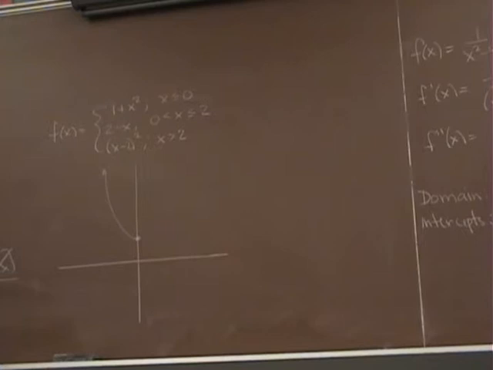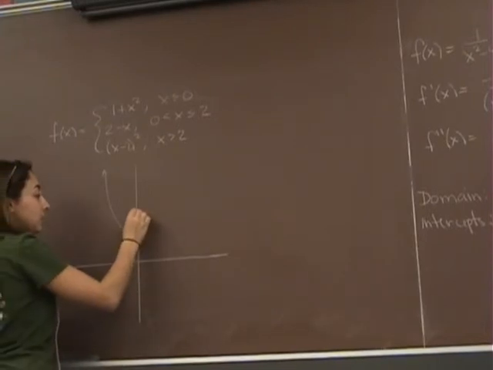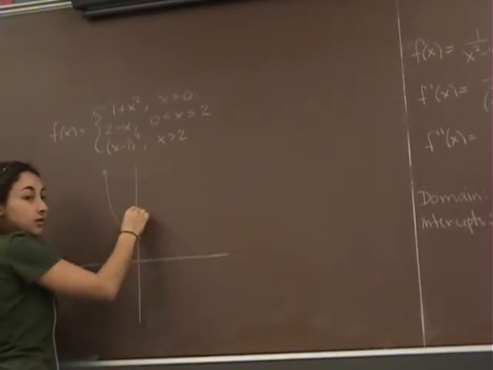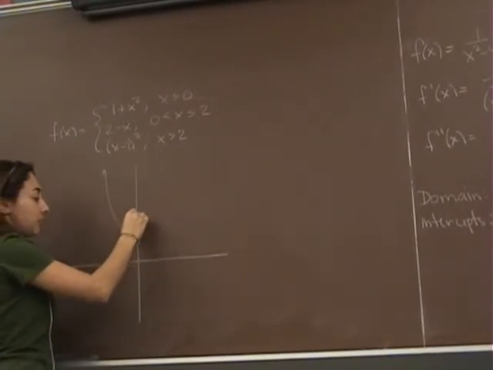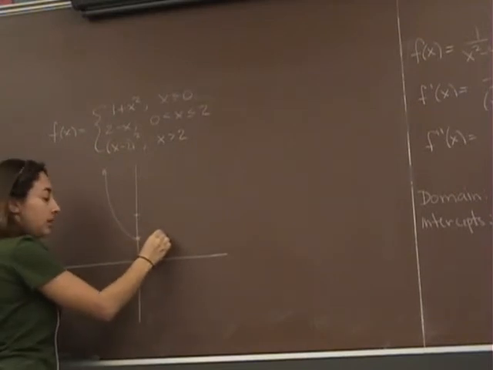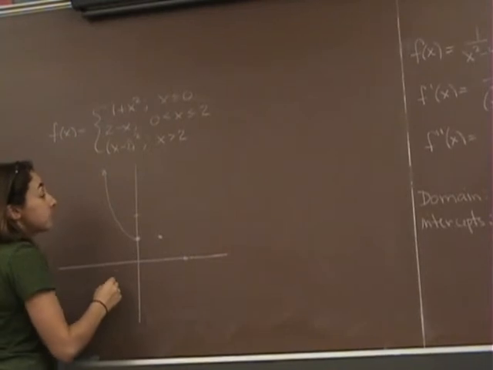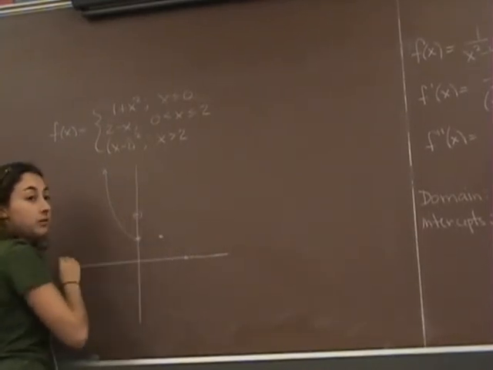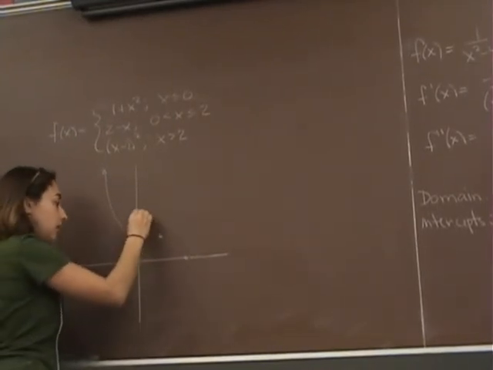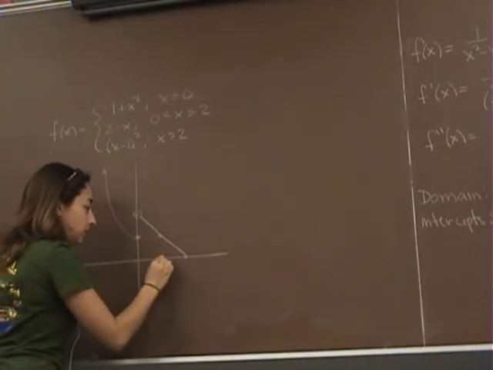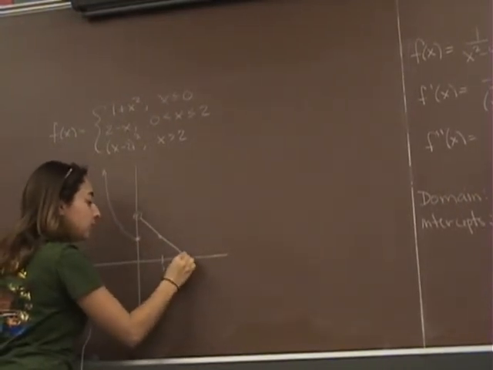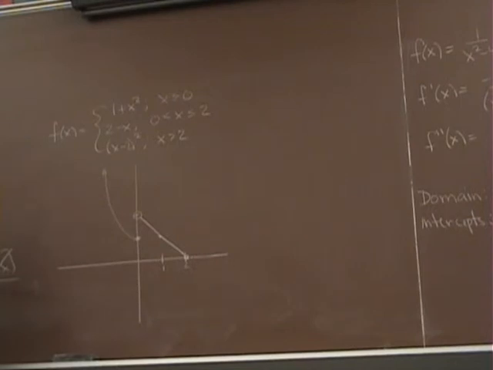Then what does 2 minus x look like? A line that has a y-intercept at 2, and it has a slope of negative 1, down 1 over 1, down 1 over 1. From 0 to 2, but I don't include the value at 0. I do include this value over 2 though, that's a solid circle.